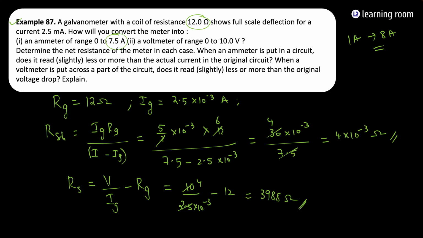So this is the first part of the question. What have they asked in the second part? Determine the resistance in each case. So they are asking you the resistance of the ammeter and the resistance of the voltmeter. Do that and show.